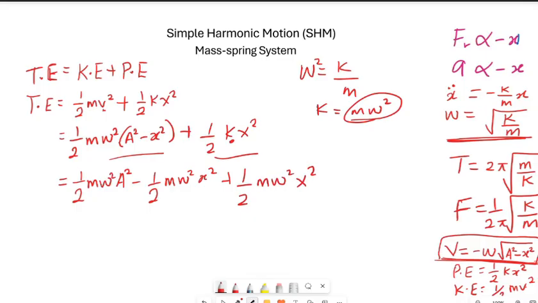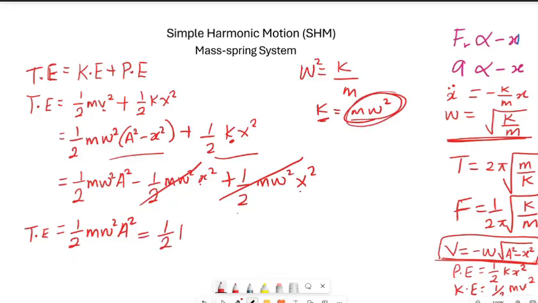You can see that we have half m omega squared x squared minus half m omega squared x squared. These two can cancel out. Then we can say that our total energy is half m omega squared a squared. But don't forget that m omega squared is k. So we can still see that it is half k a squared. So that is the last formula we are going to be talking about in simple harmonic motion. With this, we can solve a lot of problems.